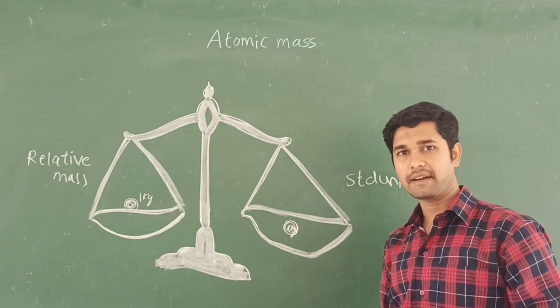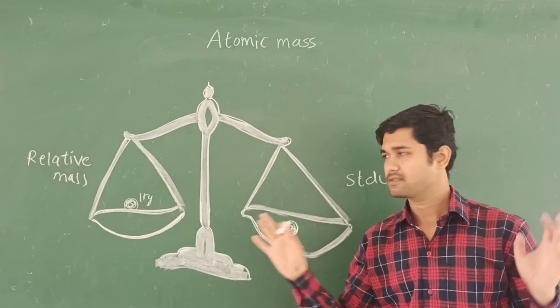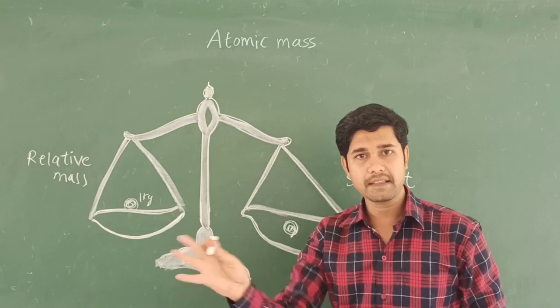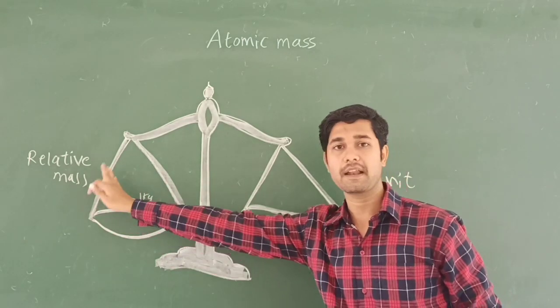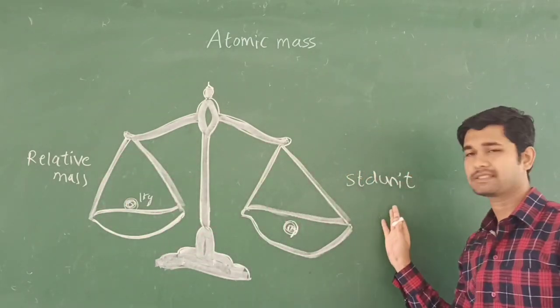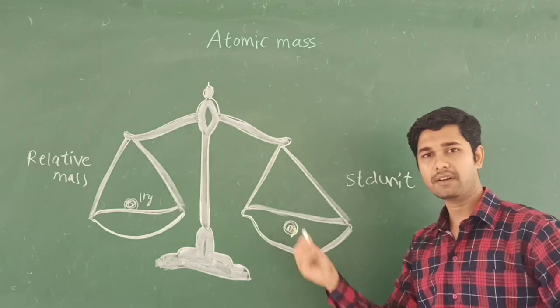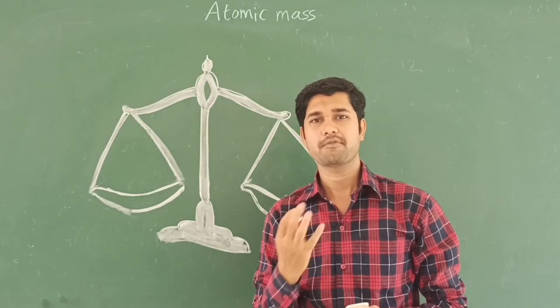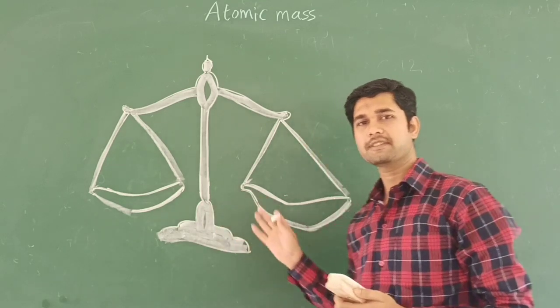Why is it called standard? To measure any mass. Here I have taken fruits, but you can take vegetables or any materials. So this is called relative mass and this is called the standard unit. This is the standard one to measure any mass. Now we know how to weigh vegetables, fruits and everything using this balance.